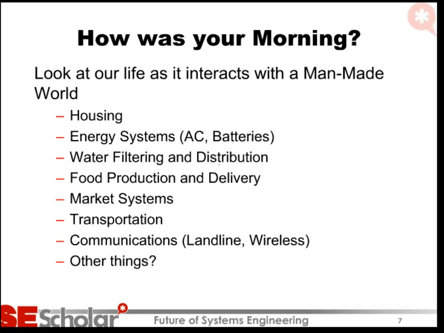Let me step back from system engineering for a second and just ask you, how was your morning? Did you wake up in a nice warm bed, a nice warm house? Did you shower? Did you even think about where that water came from? Did you perhaps take a jog in the morning and listen to your iPod as you're running, and think about the aspects of that iPod being able to get music so that you could jog, or coming back and getting food preparation? Where did the food in your refrigerator come from and how did that come about?